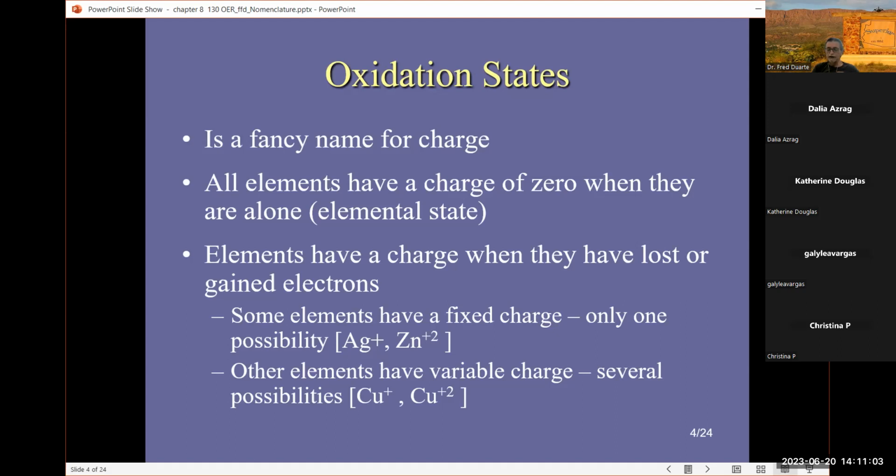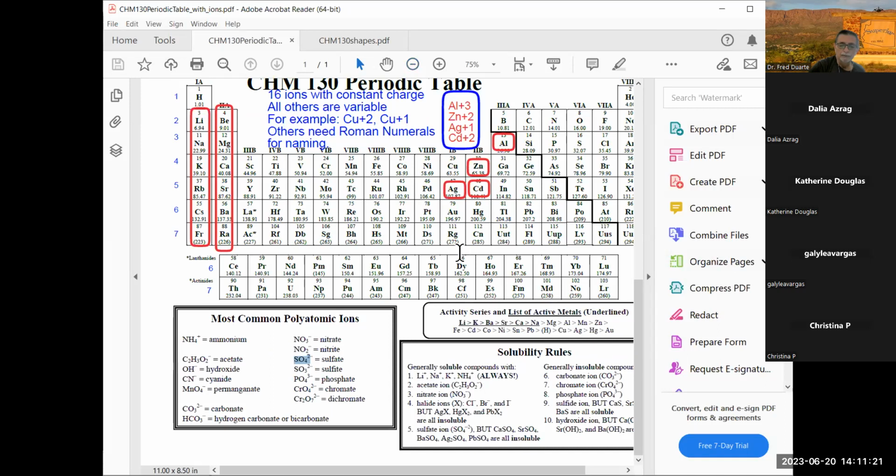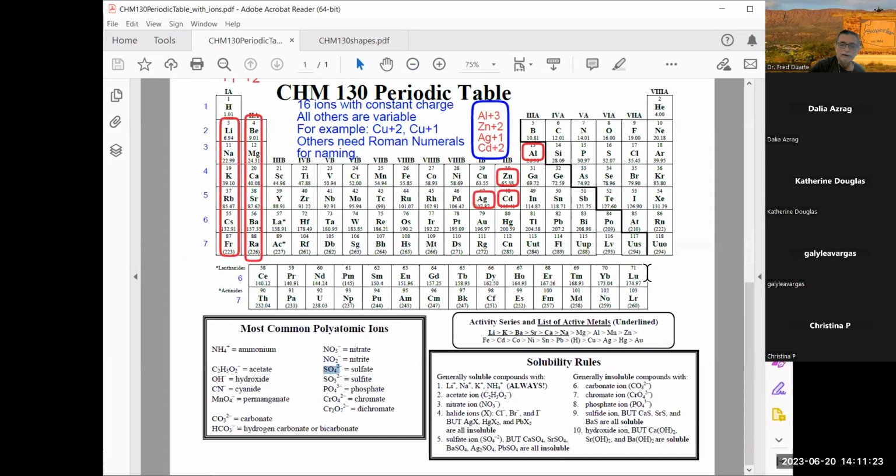There are 16 elements that have an oxidation state that occurs 100% of the time. And you need to be familiar with that because that means that you don't have to do something to them when we name them.